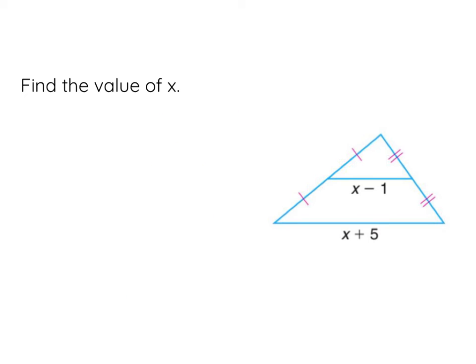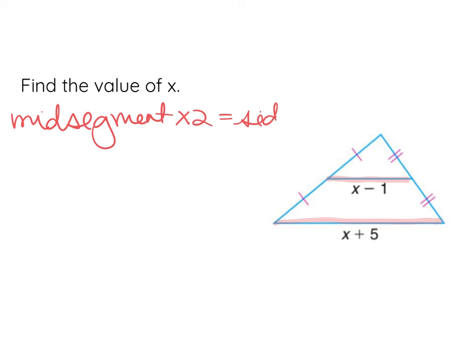Okay, last one. Maybe the only difference here is that we have a variable on the midsegment and a variable on the bottom, but it's going to be the exact same idea. So here's my midsegment, here's my side length. I'm still just going to take the midsegment times 2, and that's going to equal the side length. So midsegment, which is x minus 1, times 2, and that has to equal that x plus 5.